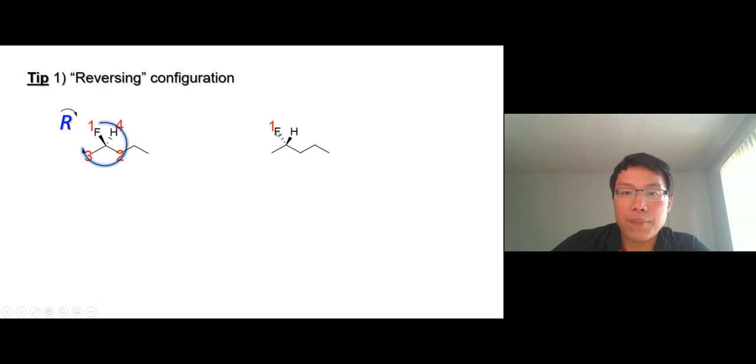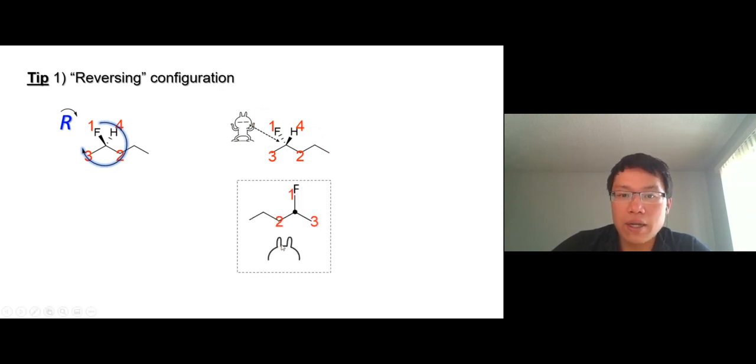So fluorine is number 1, this is 2, this is 3 right here, and hydrogen is number 4. Look from behind, from the back of the molecule. Fluorine is going to be at the top. This right hand is the methyl group, and the left hand is the propyl group. So you see the propyl group on the left, methyl on the right, and fluorine at the top. 1, 2, and 3 go in this direction, so that's going to be an S.